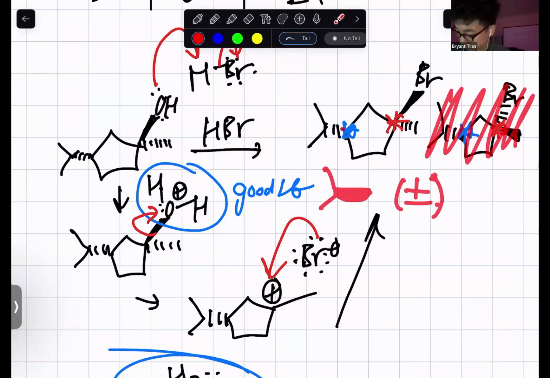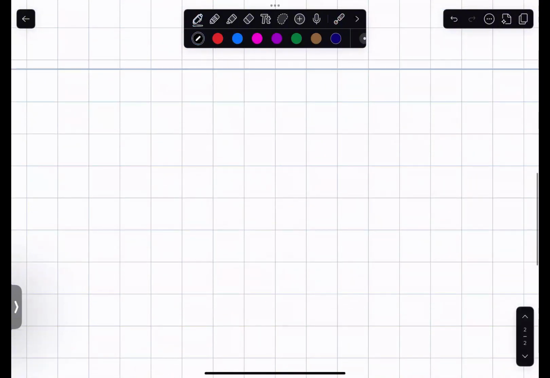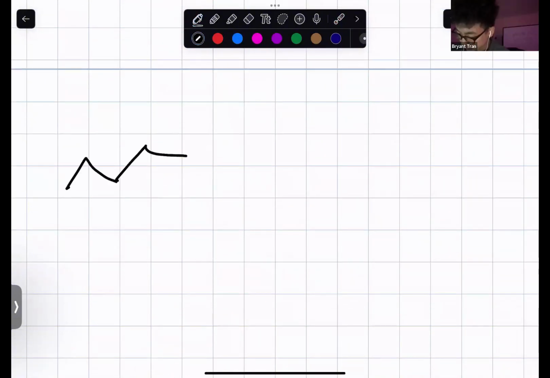Because if we did plus minus here, that means the other product would have been this right here. Can you show me an enantiomer again? Like, how do I know if it's an enantiomer versus a diastereomer? Yeah. So let's say we have something like this, where there's two chiral centers here. There's this red chiral center and this blue chiral center right here.